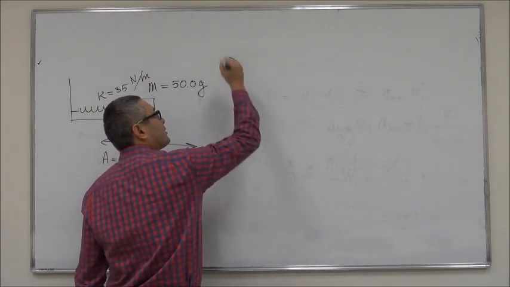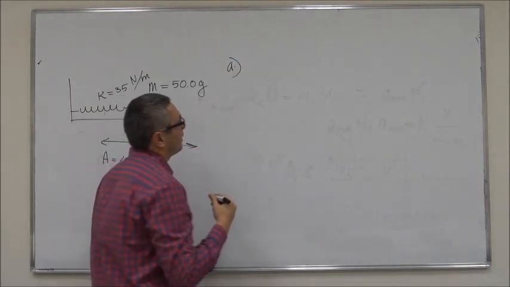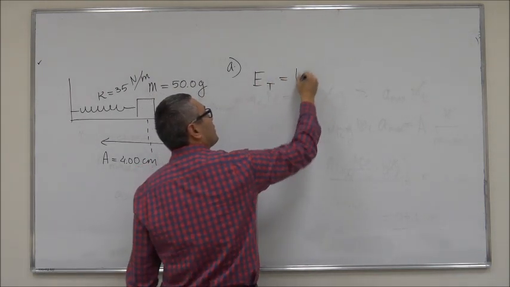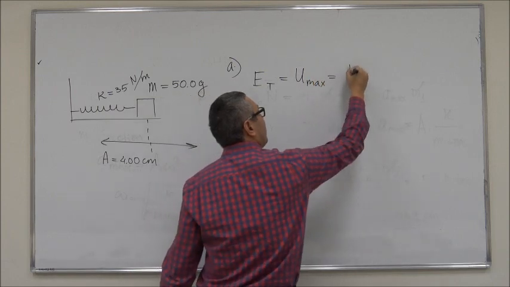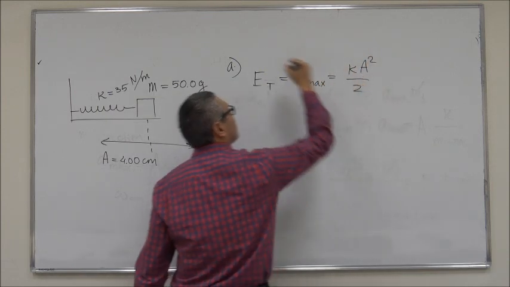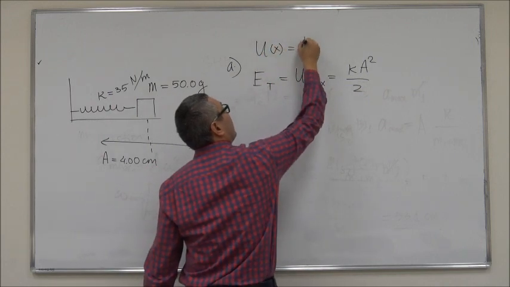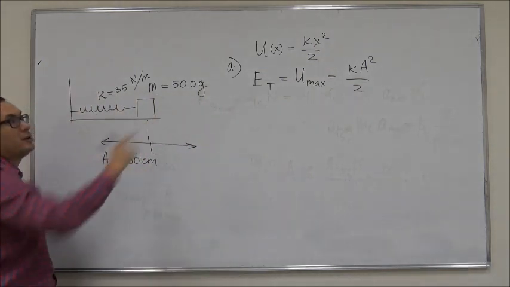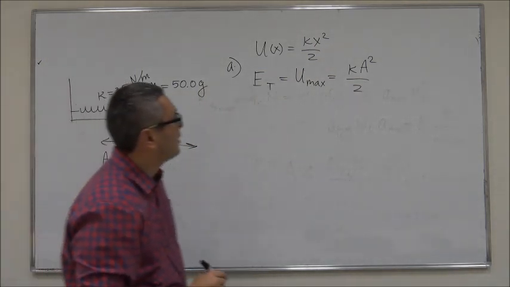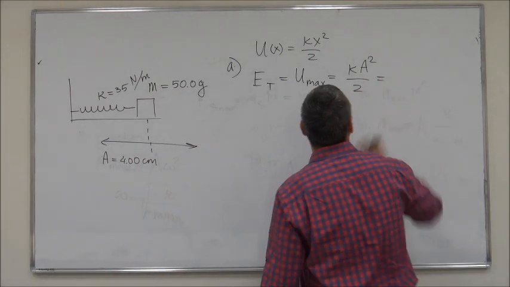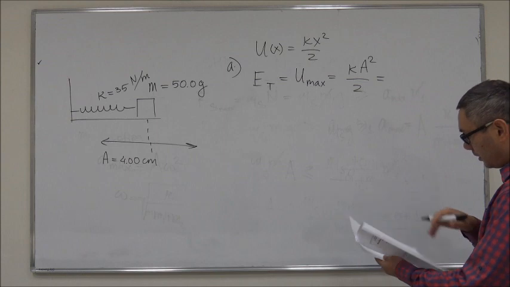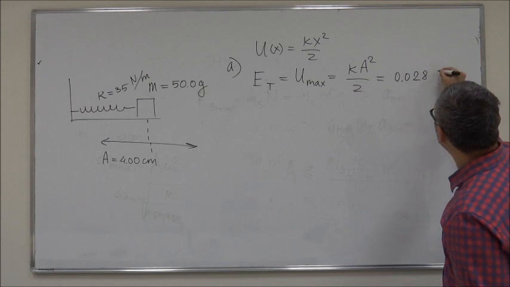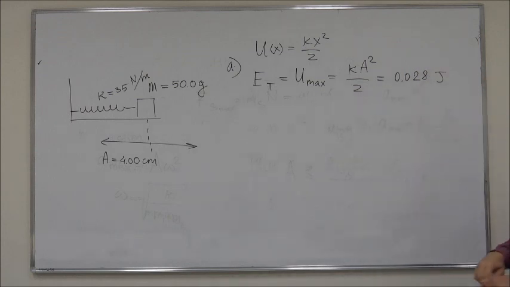Well, the total energy of the system is equal to the maximum possible potential energy, and as we know, the maximum possible potential energy is equal to ka squared over 2. In general, potential energy would be kx squared over 2. The maximum value of x is equal to the amplitude. So the total energy of the simple harmonic oscillator is just ka squared over 2. If you substitute for the numbers, you will get 0.028 joules for the total energy.